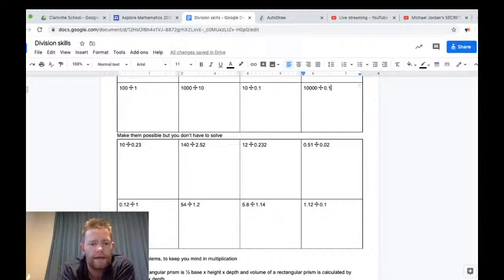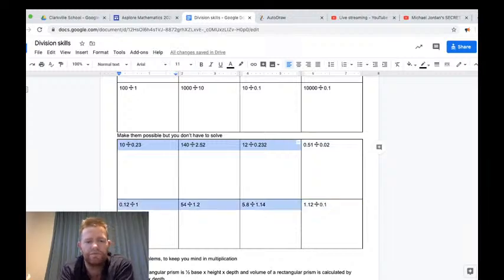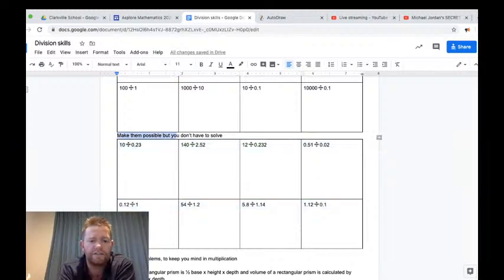And then you get into this section. Now, this section, you need to clearly read. Make them possible, or make them easier to solve. You do not have to solve them. First thing, simple as, you just have to make them possible. You don't have to solve them. I will go through what I mean by make them possible.